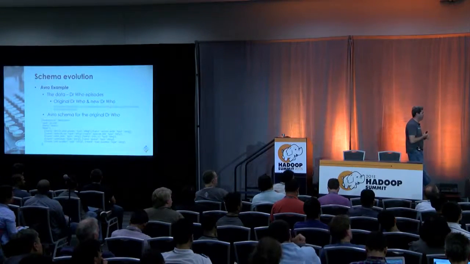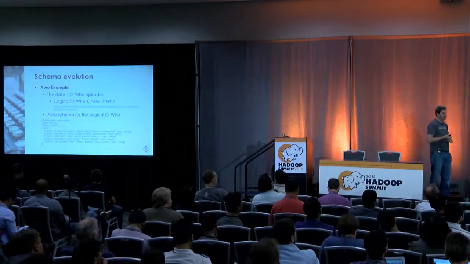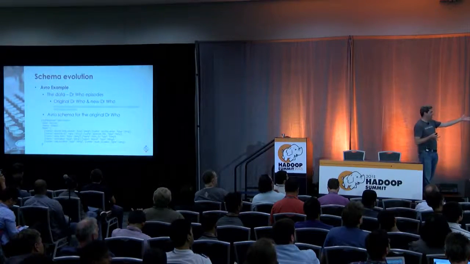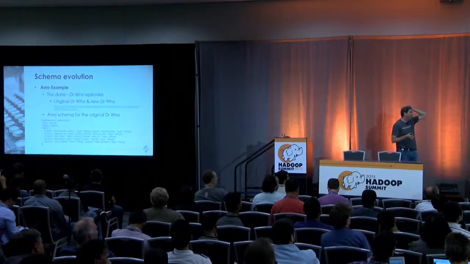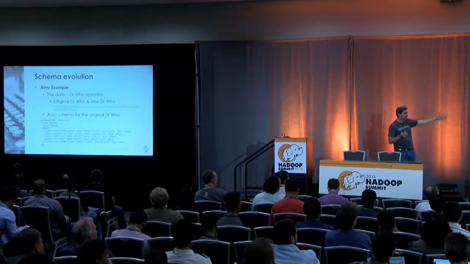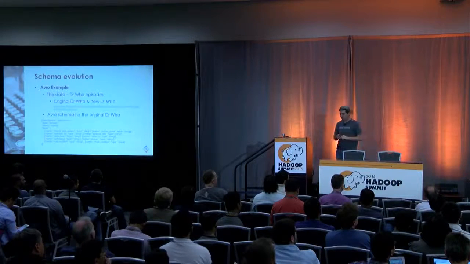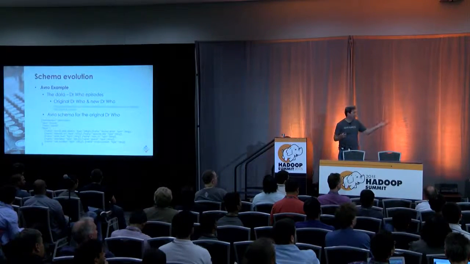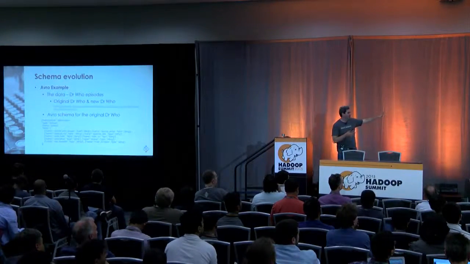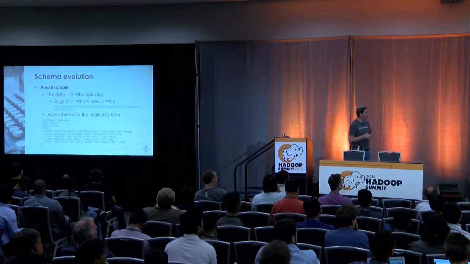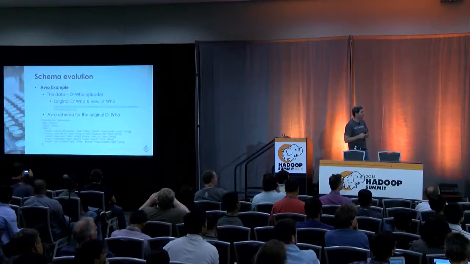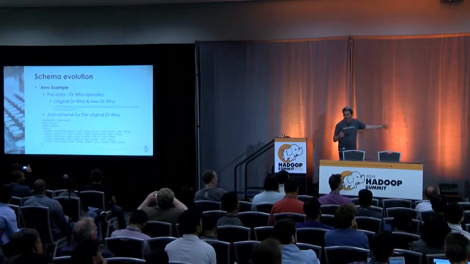So here's the example. I'm a big Doctor Who fan, and this is an Avro example. The original data set actually came from the Telegraph in the UK. It's a great little data set to play with if you're a Doctor Who fan. And this is my Avro schema. I don't normally try and show code on the screen because it's kind of hard to see sometimes.